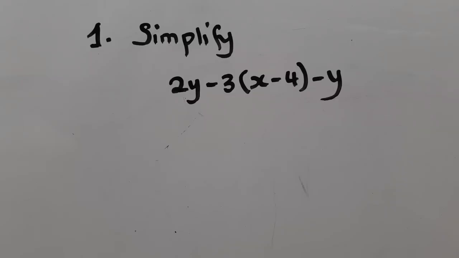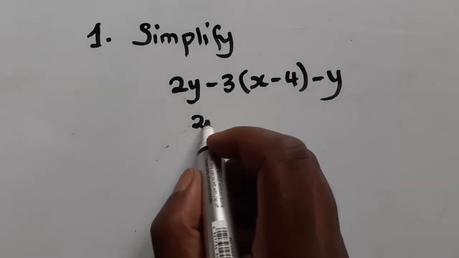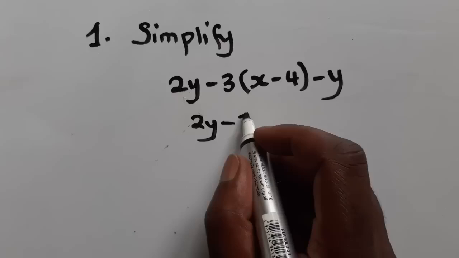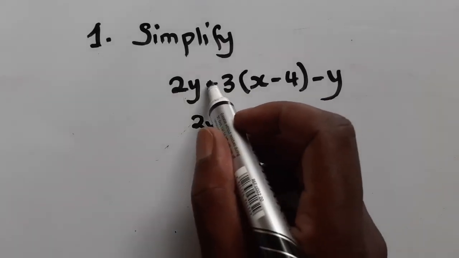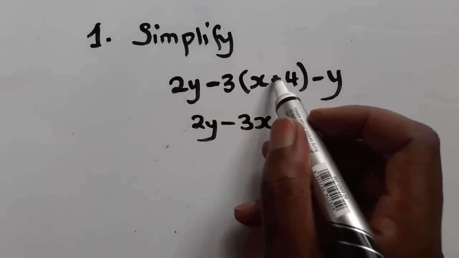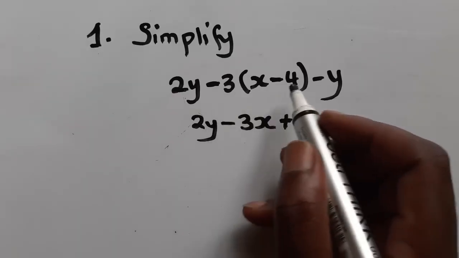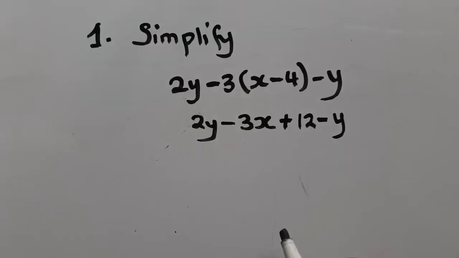So this is our question 1. How do we solve? As you may know, the first thing that we're supposed to do is to get rid of the brackets here. So we're going to have 3 multiplied by x, we'll get 3x. This minus here, please take note, the minus and the minus here, we're going to have a plus 12. 3 multiplied by 4, we get 12 minus y.